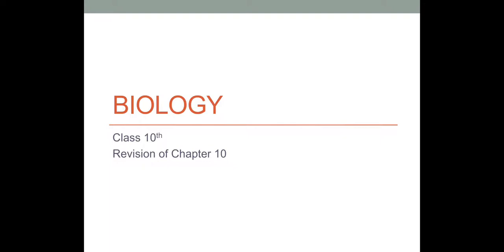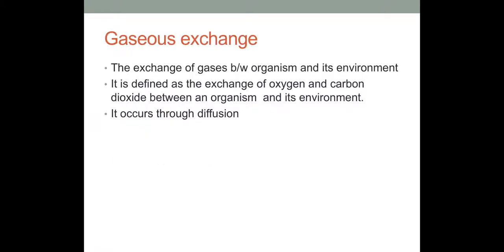Dear students, in today's online revision class, we have revised a few topics from chapter number 10, that is about gaseous exchange. So actually gaseous exchange is the exchange of gases between organism and its environment, or it can be defined as the exchange of oxygen and carbon dioxide between an organism and its environment. It is a process which occurs through diffusion.